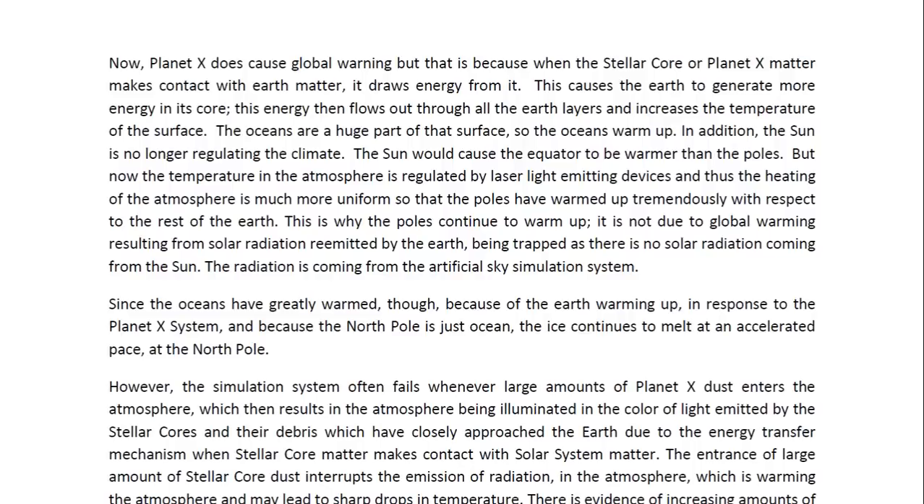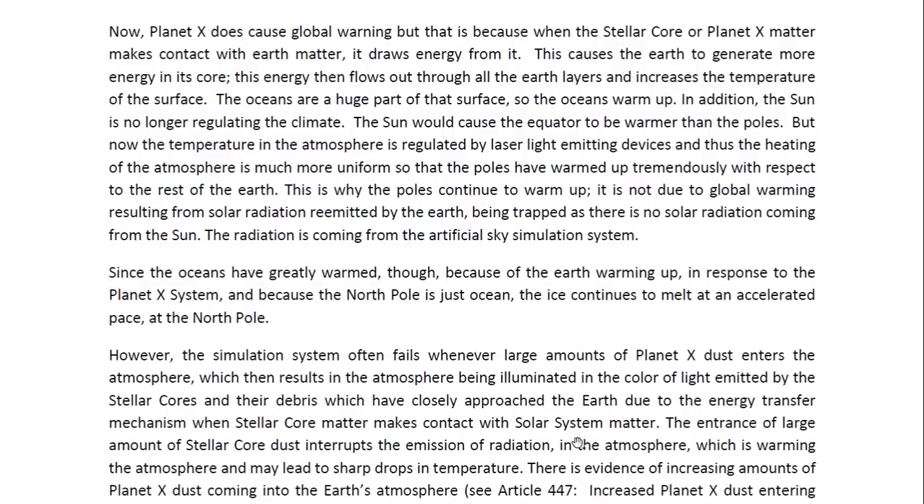In addition, the sun is no longer regulating the climate. The sun would cause the equator to be warmer than the poles. But now the temperature in the atmosphere is regulated by laser light emitting devices, and thus the heating of the atmosphere is much more uniform, so that the poles have warmed up tremendously with respect to the rest of the Earth. This is why the poles continue to warm up.